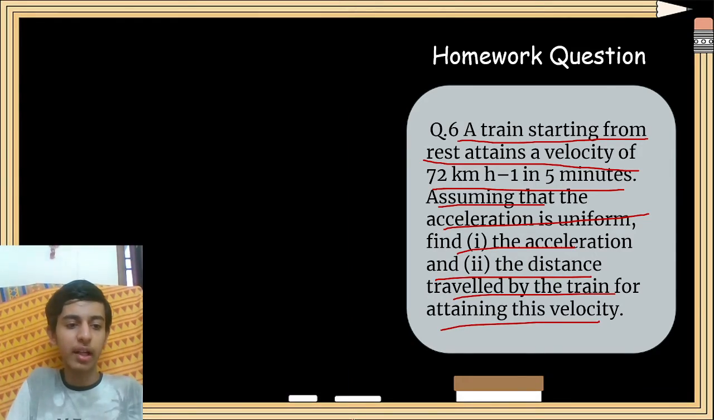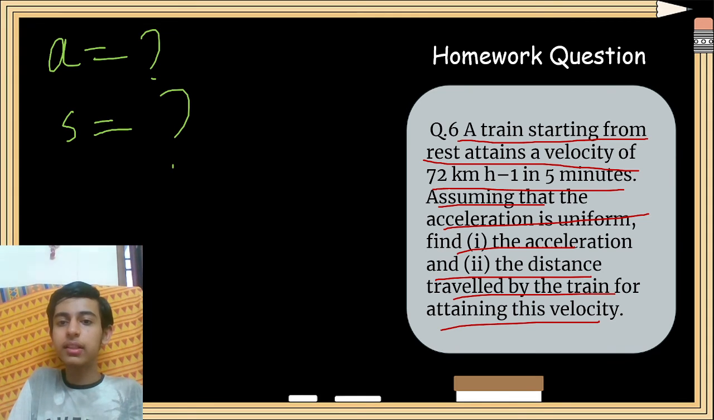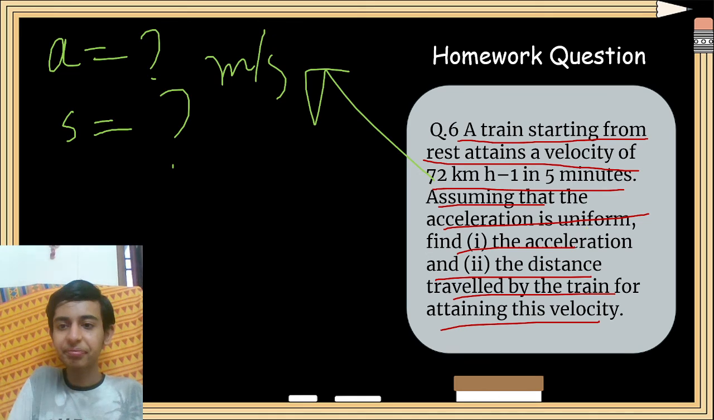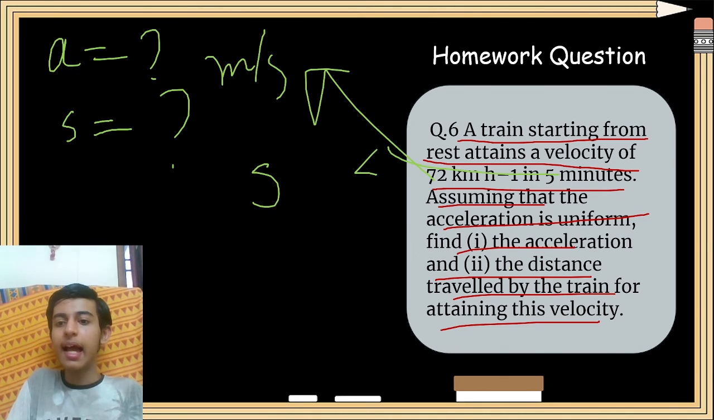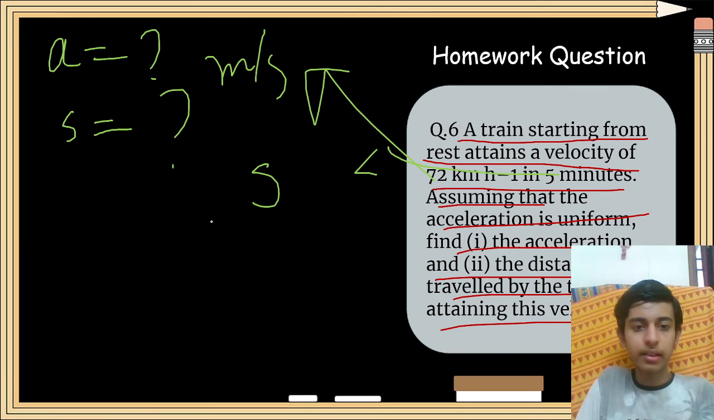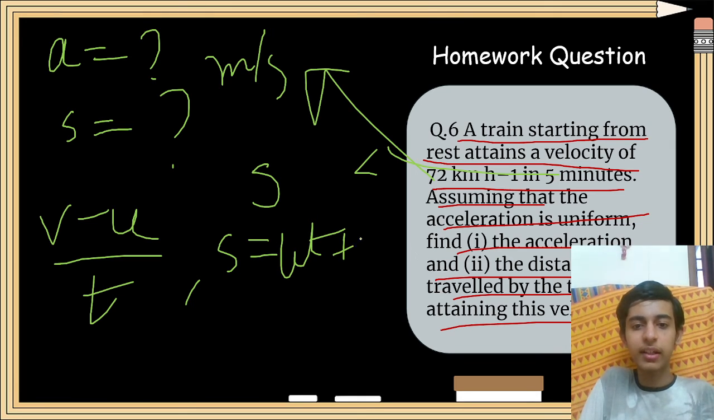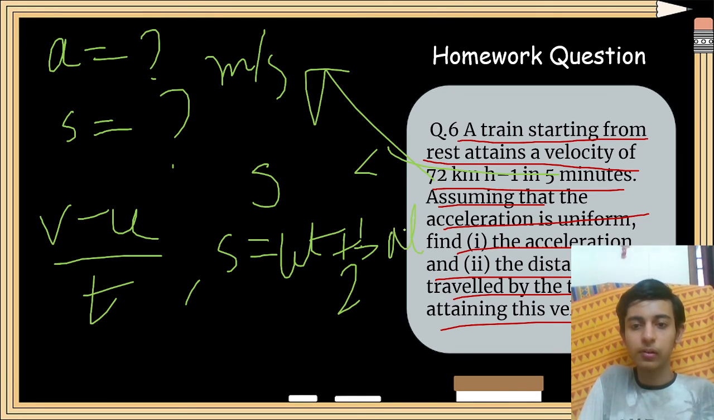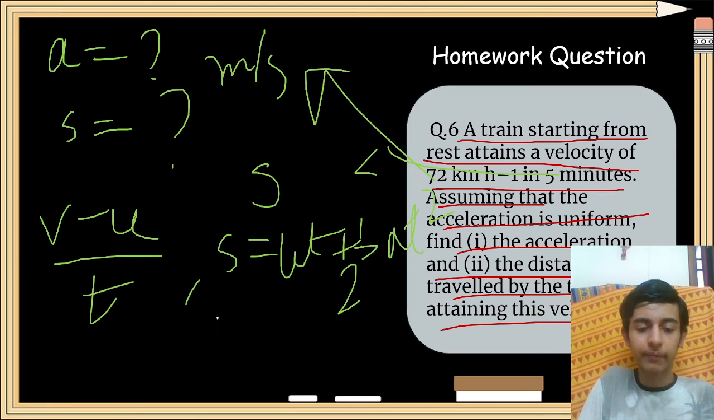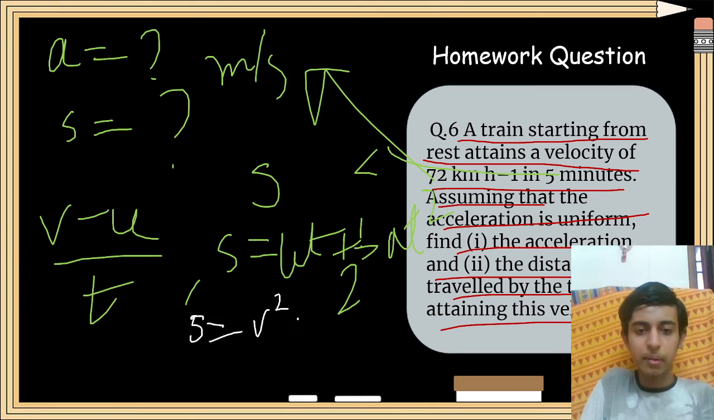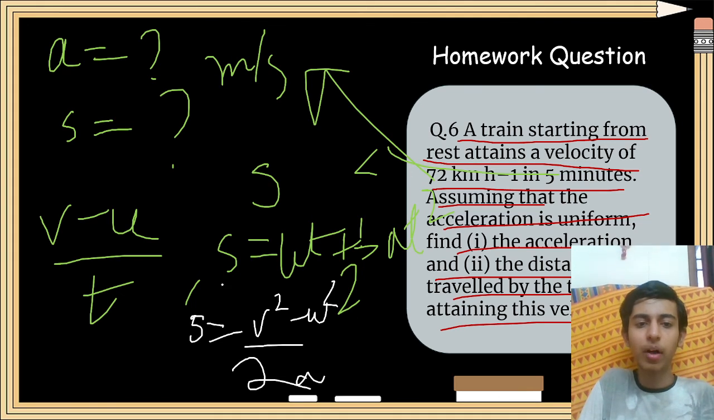So what all you have to find? First of all, you have to find the acceleration and the distance traveled by the train. First convert 72 into meters per second, 5 minutes into seconds, and you can easily get your answer. For acceleration, you will use the formula v minus u upon t. For distance, you can use either s is equal to ut plus half at square, or s is equal to v square minus u square upon 2a. Both formulas give the same result.